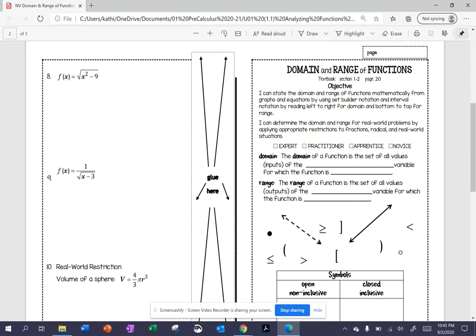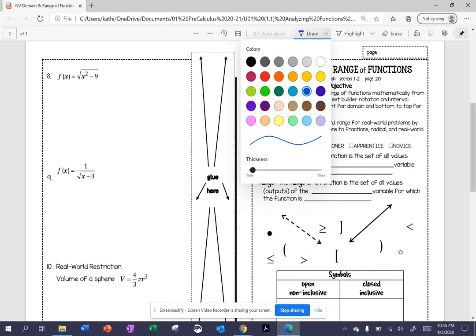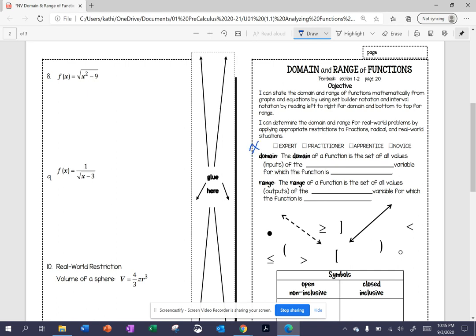Okay, so let's start out with domain. Domain is usually referring to X. The domain of a function is the set of all values, the inputs of the independent variable for which the function is defined, and the range, and we're referring to Y, the range of a function is the set of all values, the outputs of the dependent variable for which the function is defined.